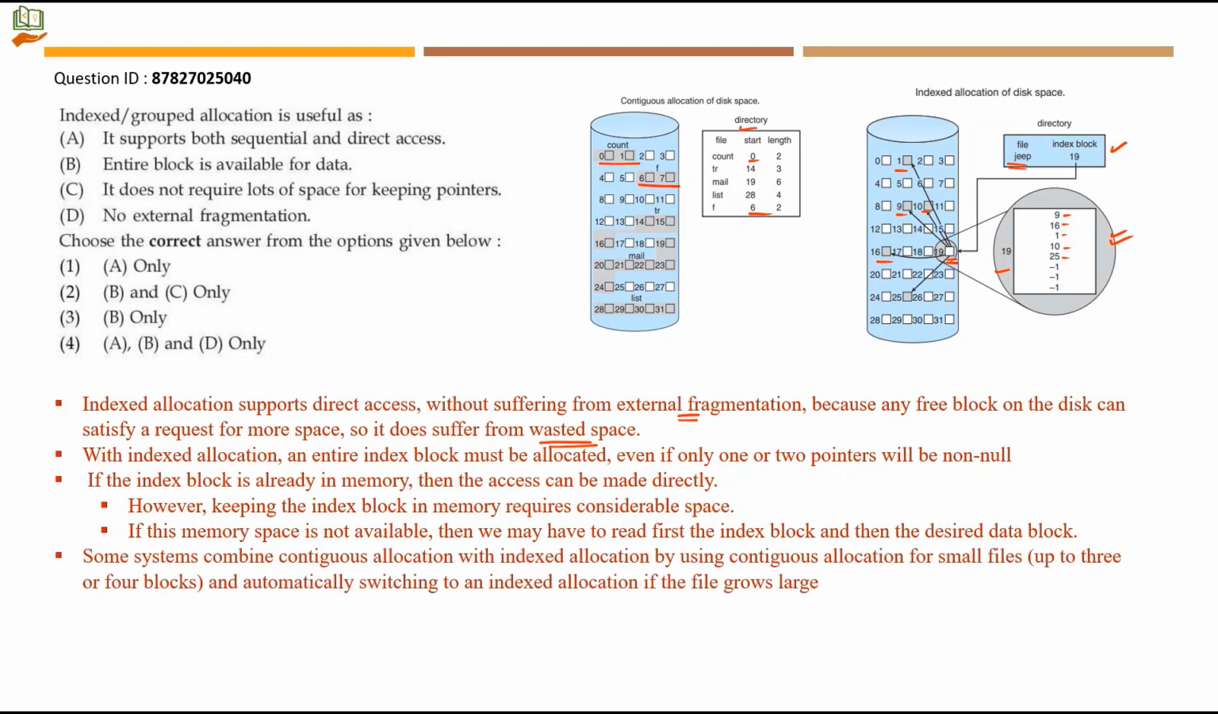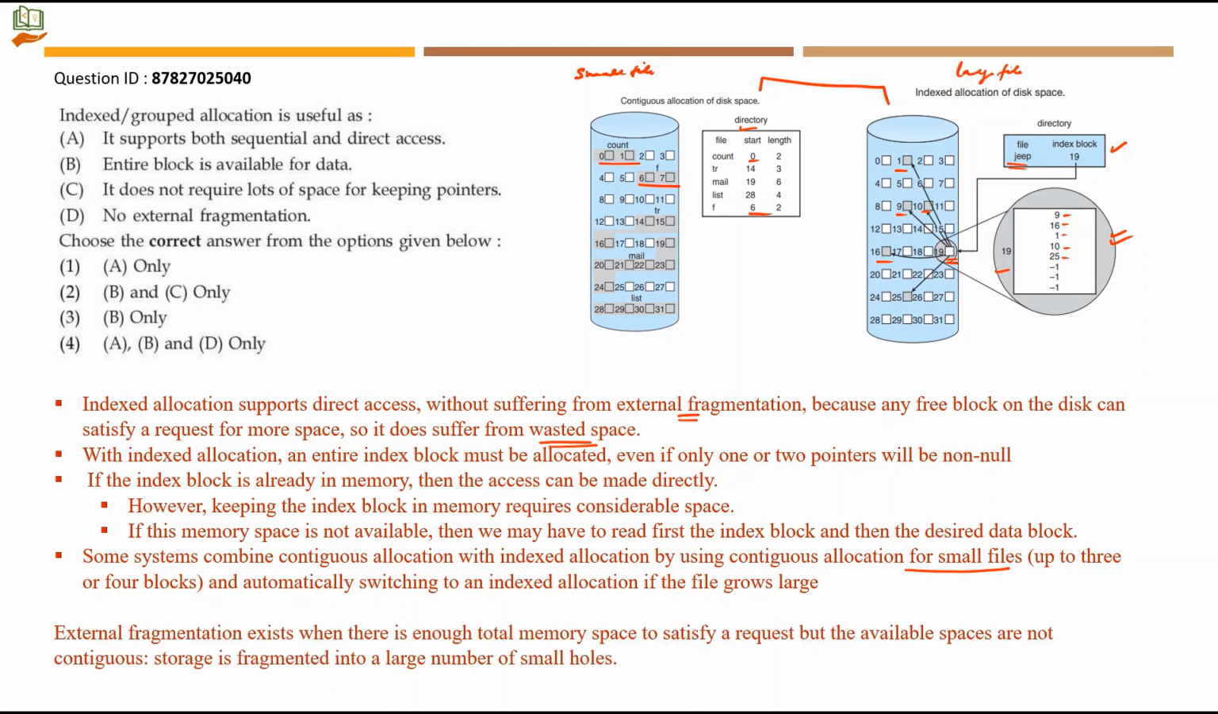Some systems combine continuous allocation with indexed allocation by using contiguous allocation for small files up to 3 or 4 blocks and automatically switching to an indexed allocation if the file grows large. So some systems combine both these strategies. How do they do? When it is a small file, they go for contiguous allocation, and when it is a large file, they automatically switch to indexed allocation. This is how it happens.